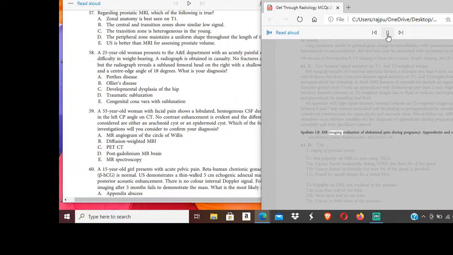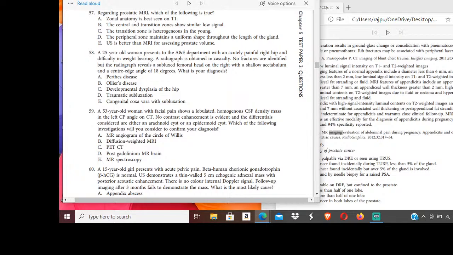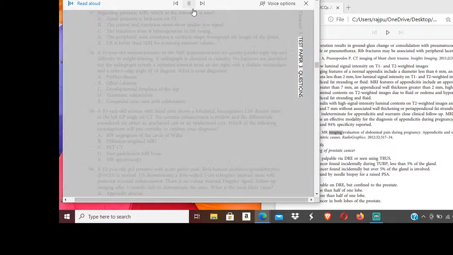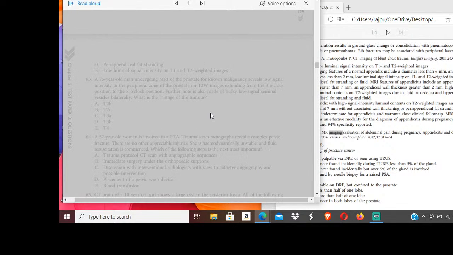Spalluto LB, MR imaging of abdominal pain during pregnancy. Test paper 3, questions. 129. D. Periappendiceal fat stranding. E. Low luminal signal intensity on T1 and T2 weighted images.